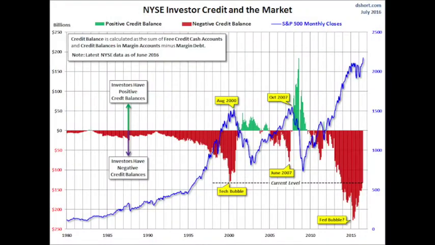This is another one, something new, right? New York margin debt, NYSE margin debt, and the markets. The blue line is the S&P. The red line is actually margin debt. People taking margin against their investments to buy more investments or whatever the case might be.